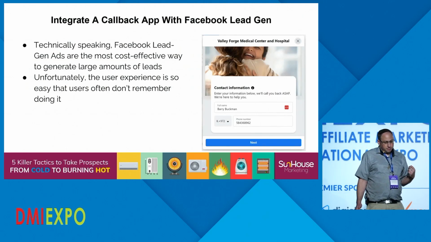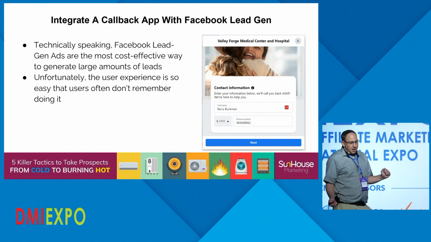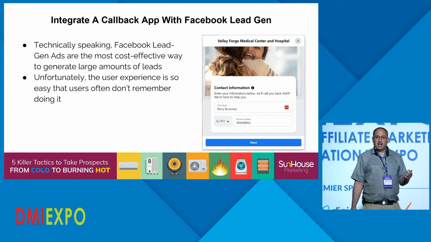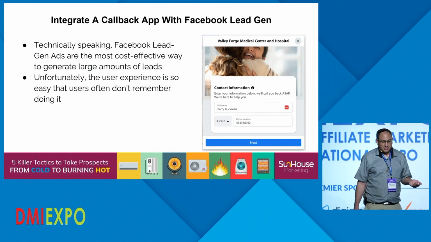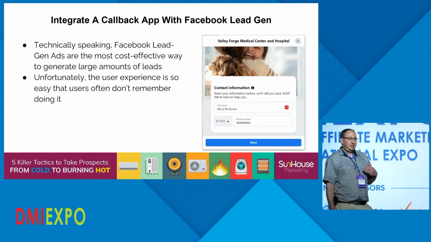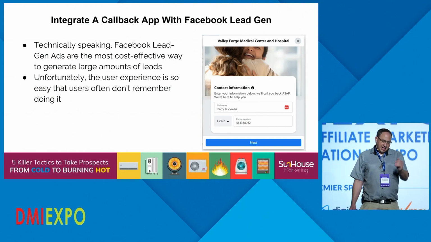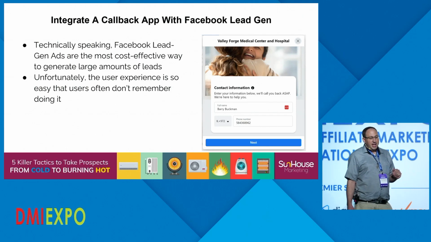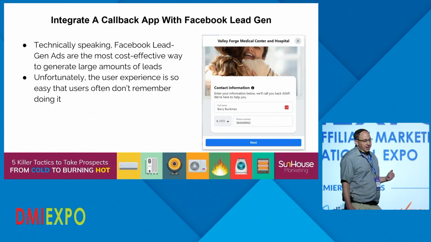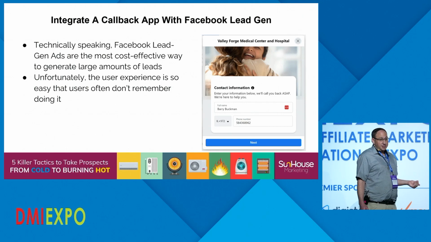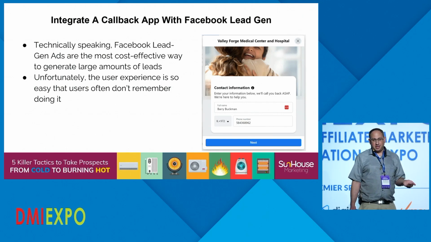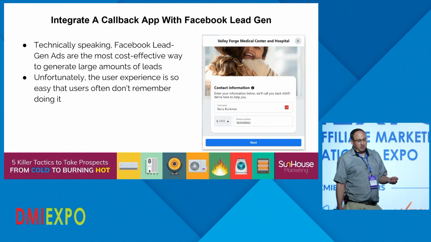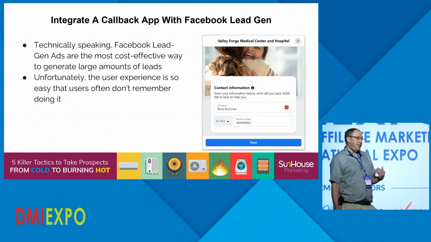Okay, so now let's talk about supercharging this callback strategy with some out-of-the-box ideas. Number one, Facebook lead generation ads. Now, you may have had this experience, we certainly have at Sunhouse, that Facebook lead generation ads, such as the example you see on the right here, is probably the most cost-effective way to generate large amounts of leads. However, the problem with this, which is why we don't really use it that much anymore, is that the user experience is just so easy that users don't even remember doing it.